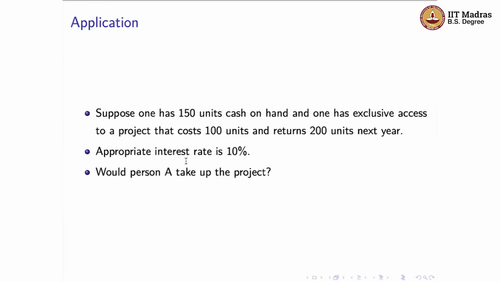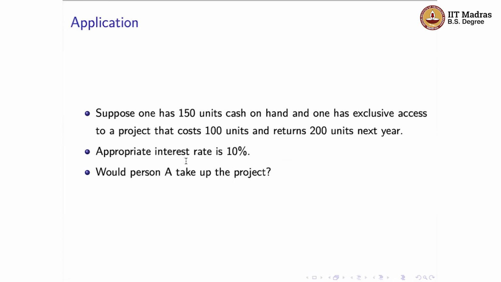So imagine that you have got 150 units of cash in hand, right? And you have got exclusive access to a project that costs 100 units today and returns 200 units next year. Okay. And the interest rate prevailing in the economy is 10%. So if you do the calculation for this project, the NPV is minus 100 plus 200 divided by 1.1. So you'll see that it's a positive NPV project, right? So our prescription based on what we have discussed is that you should take up the project, right?